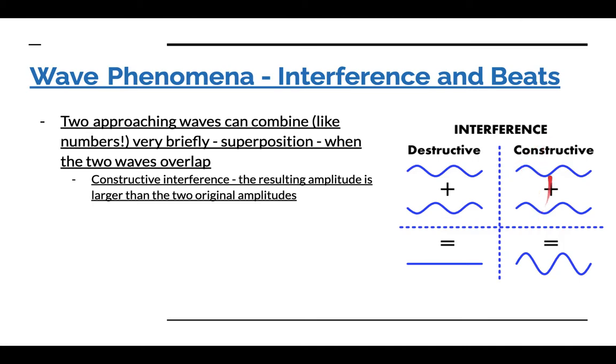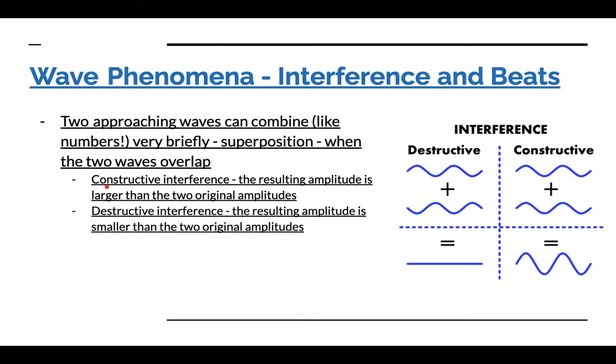Constructive interference is when two waves overlap and the crests of both waves line up and the troughs of both waves line up. They combine to yield a wave that has a larger amplitude than the two original amplitudes. Kind of like if we were to take plus 2 and plus 2 to get 4, which is larger than plus 2 and plus 2 individually. So we call this constructive interference because we're constructing a larger wave.